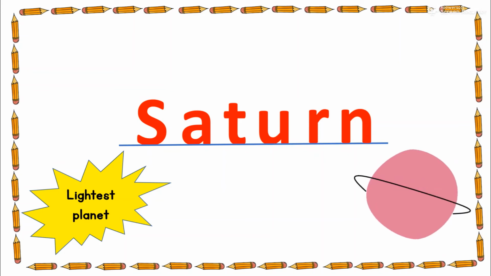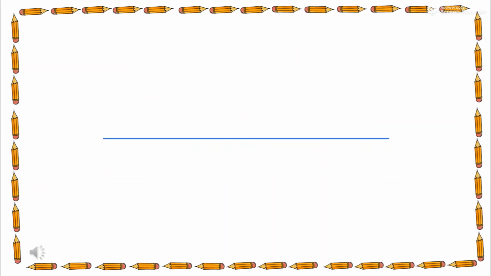It is the lightest planet. Oh, a planet can also be the lightest one. And it has many rings also. Can you see the rings outside the planet? Yes, it has many rings. So it is the lightest planet because it is made up of gases. Only gases, no solid thing. Okay, move to the next one.